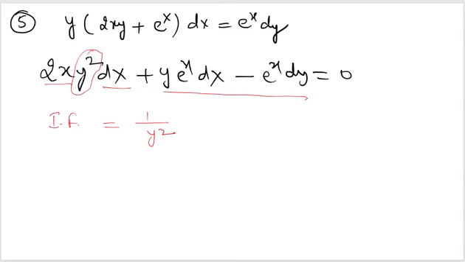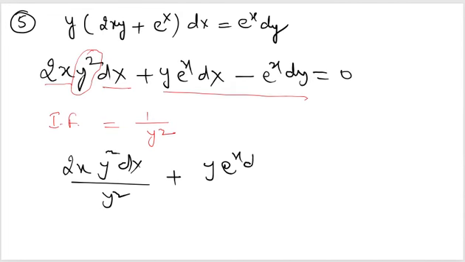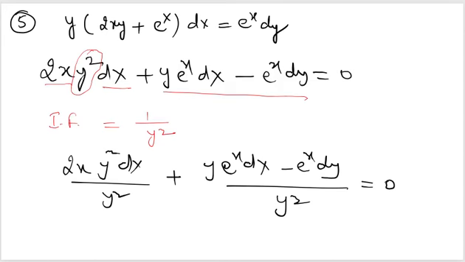So what we can do is multiply both sides by the integrating factor, and when you multiply both sides by the integrating factor, you are getting 1 by y square plus y e to the power x minus e to the power x dy divided by y square is equal to 0.